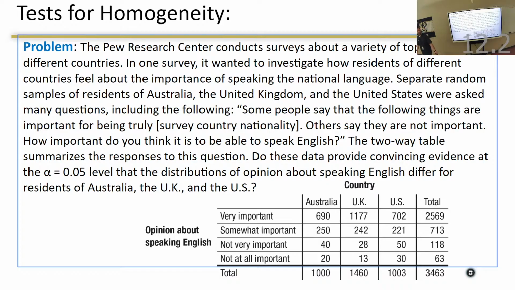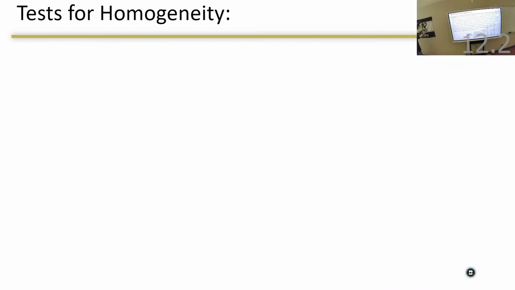Yes, no, maybe? The true distributions of opinion about speaking English are the same, do not differ, for residents from Australia, UK, and the US. That's where I'm getting my H0 and my Ha from. You just have to be careful and make sure you don't write it exactly like this one, because they're trying to prove that it does differ, and that has to be your Ha. Any question about that part of it?